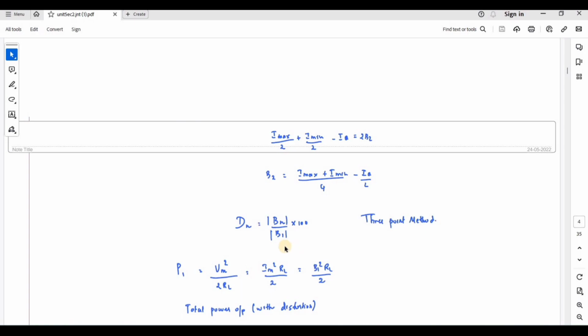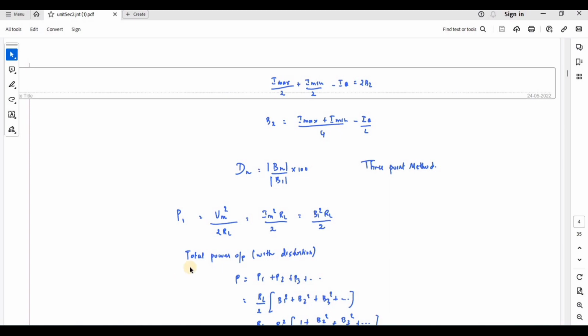So if the distortion is present, the output power at the fundamental frequency B1 is given by P1 is equal to Vm square divided by 2 RL, because Vrms square divided by RL. Instead of Vrms, I am substituting Vm by root 2. So instead of Vm, I am going to substitute Im into RL. So I will get Im square RL divided by 2. What is Im? Im is nothing but B1. So P1 is equal to B1 square RL divided by 2.